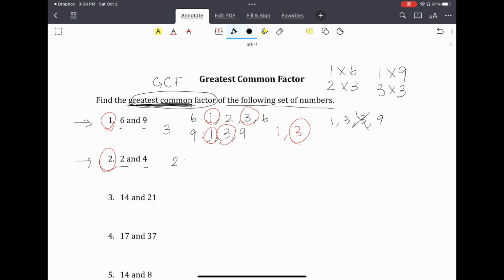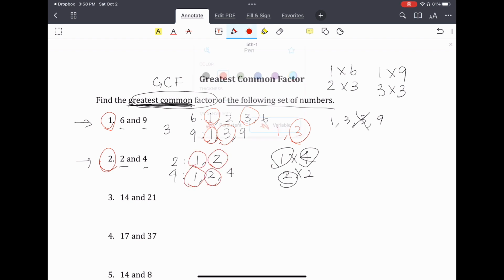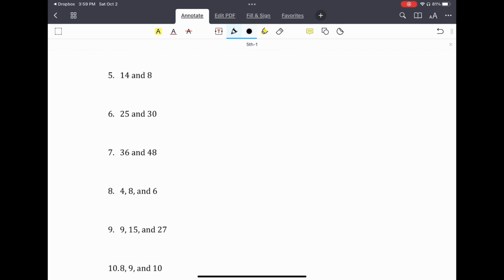So let's do 2 and 4. So 2 is a prime number, so you should only have 1 and 2 as your factors. Now number 4, we went over this, should be 1, 2, and 4. Because 1 times 4 makes 4, 2 times 2 makes 4. So it should be 1, 2, and 4. Now I'm going to circle the ones that are common between them, 1 and 1, 2 and 2. So out of this, the greatest one is 2. So your GCF of 2 and 4 is 2.